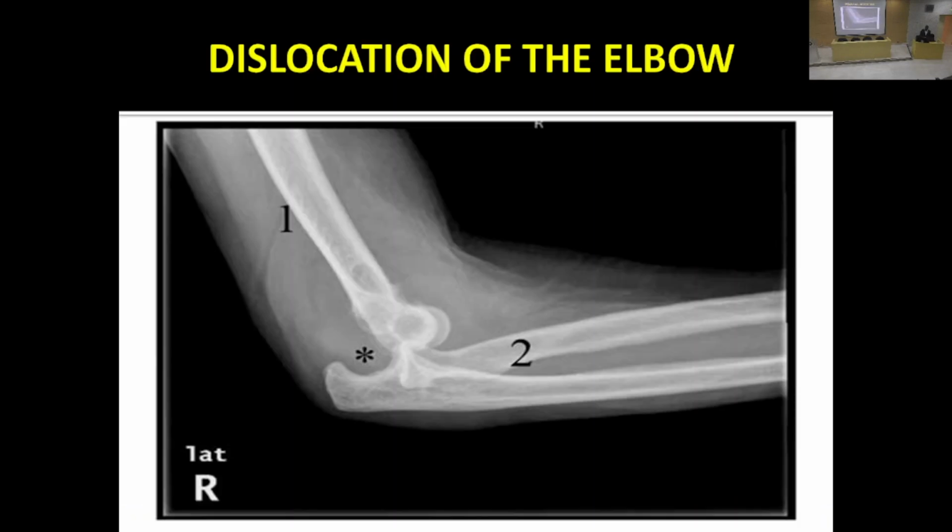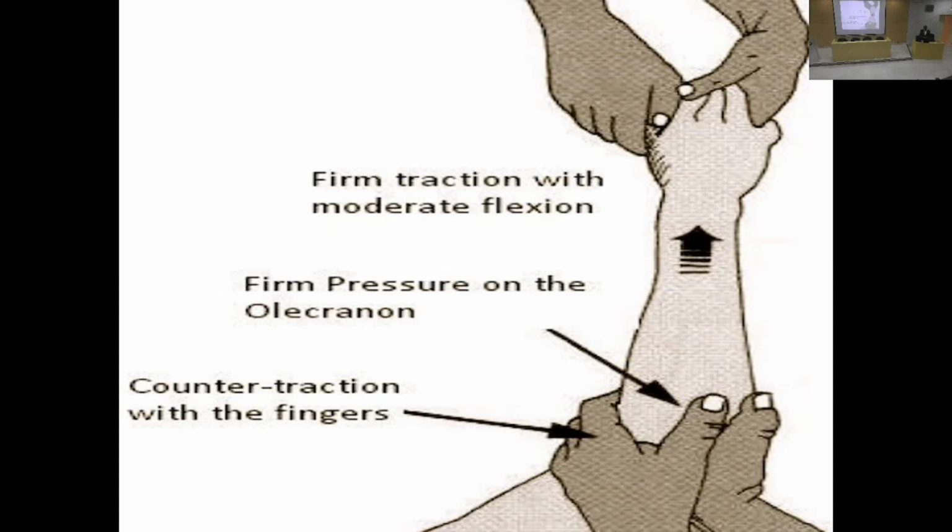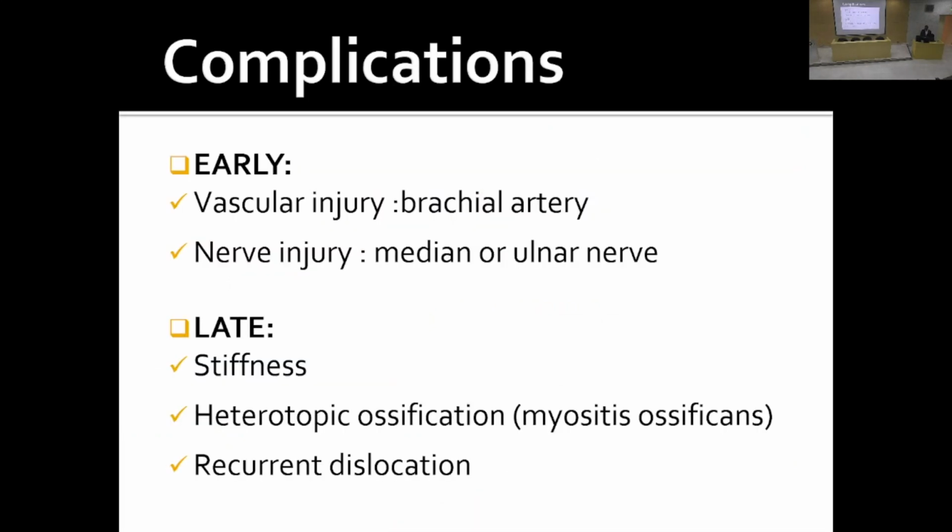ده elbow dislocation، والميكانيزم اوف انجري فيل او stretch hand، وبنقوم نرجع بانه نضغط from posterior عشان نرجعه في حتته، ونعمل تشيك بعد ذاك بالايمج كنترول اللي هو سي ارم كنترول فلوروسكوبي. كوميونيكيشنز بتاعت الالبو ديسلوكيشن اللي هو فاسكور انجري زي البريكيال ارتري ونيرف انجري ميديان اور النر نيرف، والليت الستيفنس والهيتيروتوبيك كالسيفيكيشن اوسيفيكيشن والريكرنت ديسلوكيشن.